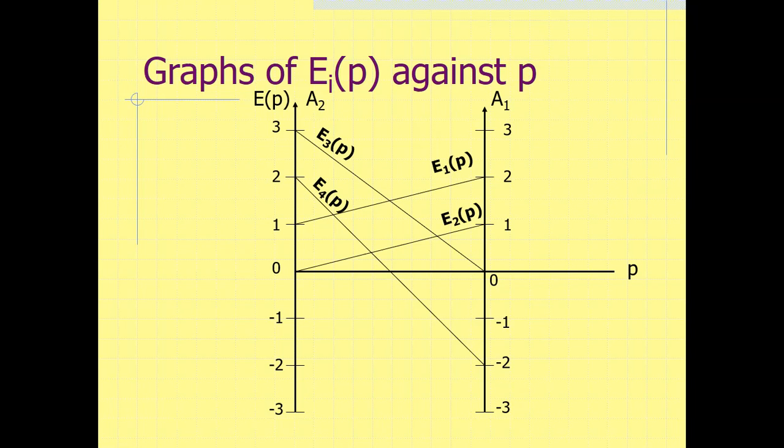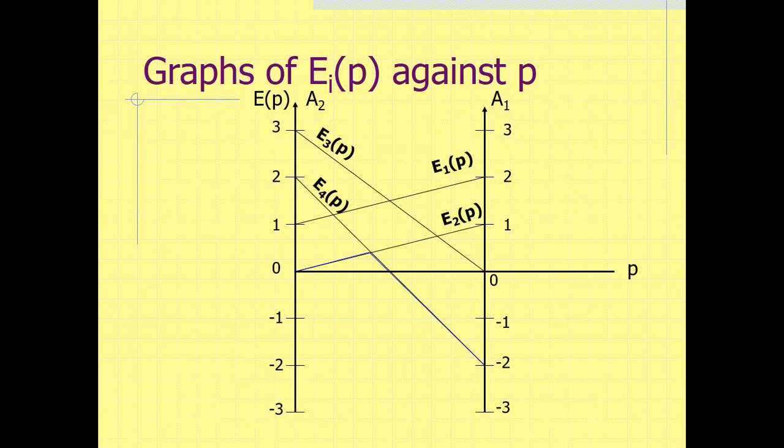This line would represent the expected payoff E1(P) for the player A with P as x-axis and E(P) as y-axis. Similarly, we draw the lines of B's strategies B2, B3, B4 as given here. Now, according to the maximin criterion for mixed strategy games, player A should select the value of P in such a way that he gets the maximum out of these minimum expected payoffs.